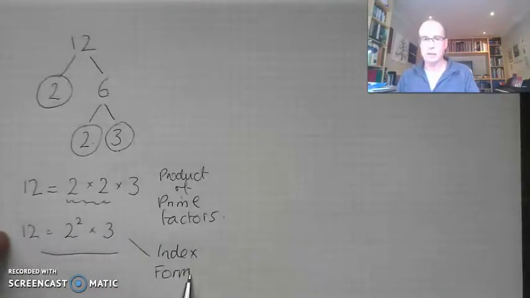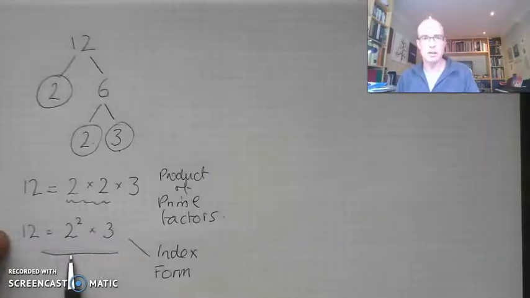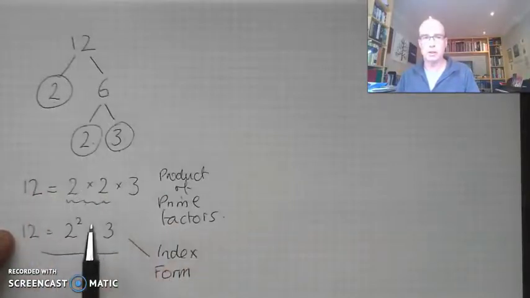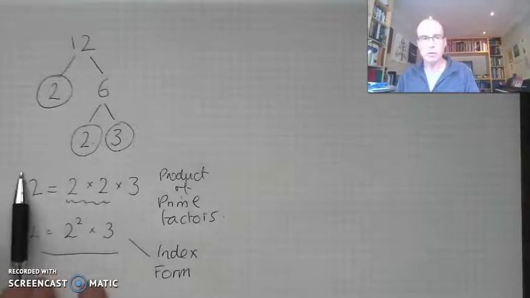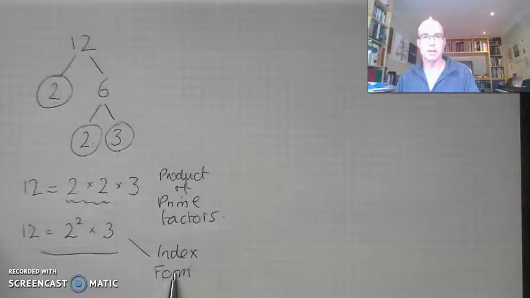If it asks for index form, you've got to write it, recognise that 2 times 2 is equal to 2 squared, so 2 squared times 3. So this is a correct product of prime factors, and this is the correct index form for this number. Now there are a couple of possible ways I could have broken this down, but it always would have ended up in this breakdown, this product of prime factors and this index form. Let's have a look at another example.